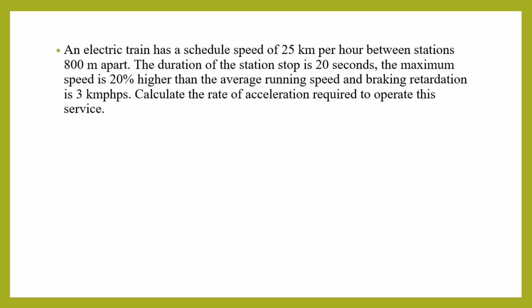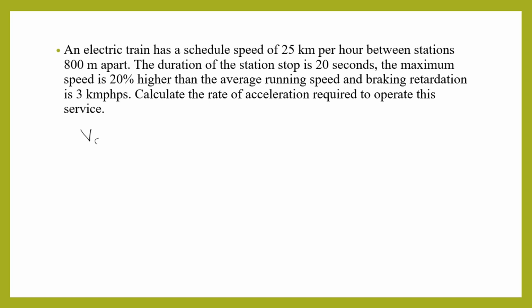Next problem. An electric train has a scheduled speed of 25 km per hour between stations 800 meter apart. The duration of the station stop is 20 seconds and the maximum speed is 20% higher than the average running speed and braking retardation is 3 km per hour per second. Calculate the rate of acceleration required to operate this service.